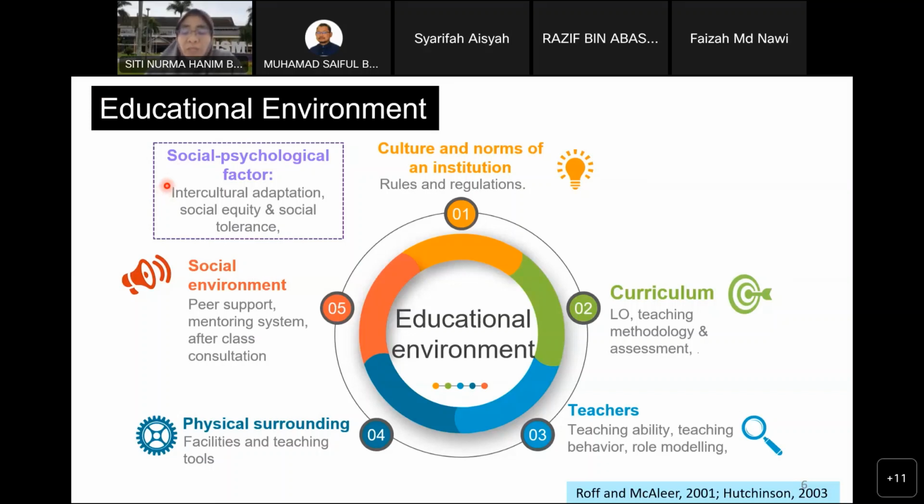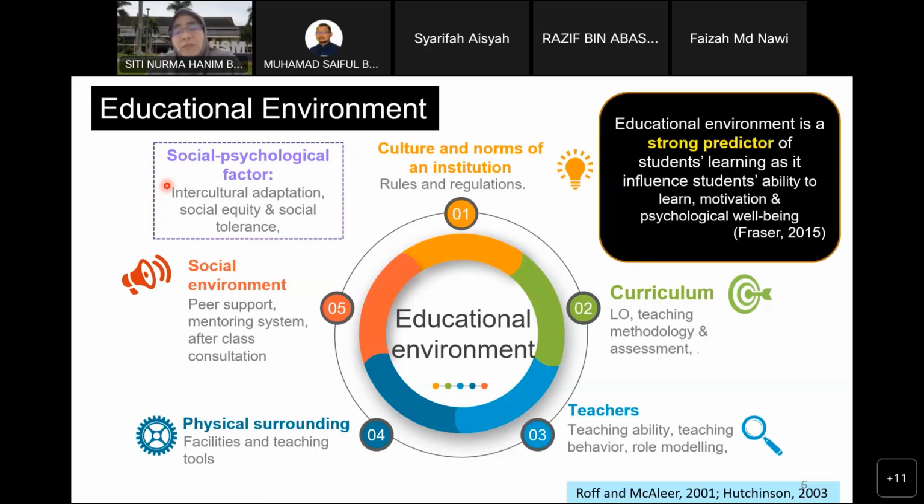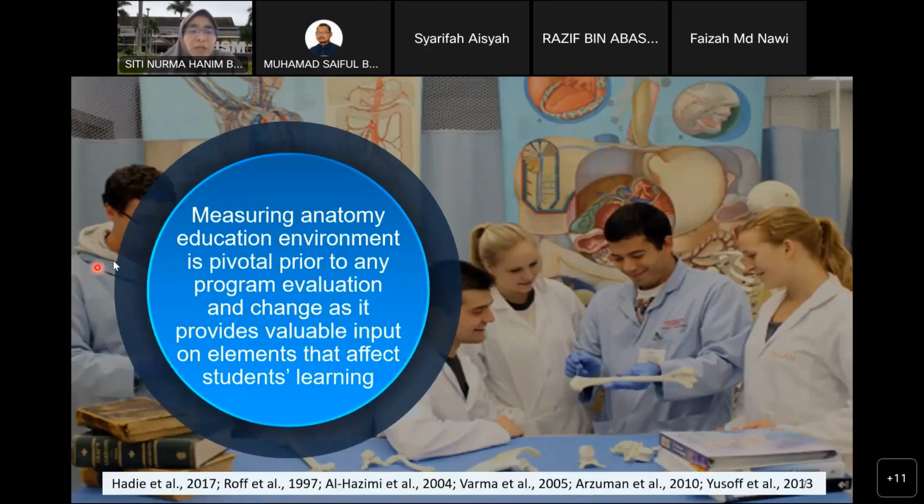So why do we need to measure educational environment? Because research has shown that educational environment is a strong predictor of students' learning. It influences students' ability to learn, it influences their motivation, and also psychological well-being. So that is why we need to measure our anatomy education environment before we conduct any program evaluation and change, because this measurement will provide valuable input on the elements that affect students' learning.